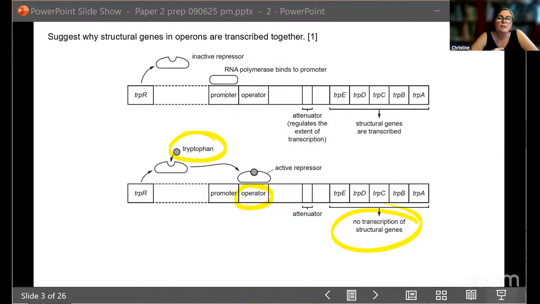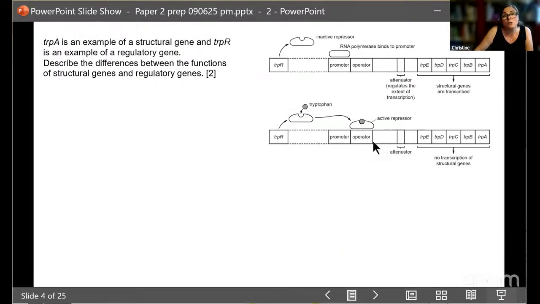Isn't operator only found in bacteria? No, it's not only found in bacteria, but it's more common because they're more simplified. When we're talking about eukaryotes, we don't say operon, because we then talk about the transcription factors.